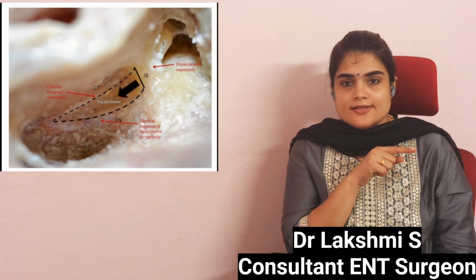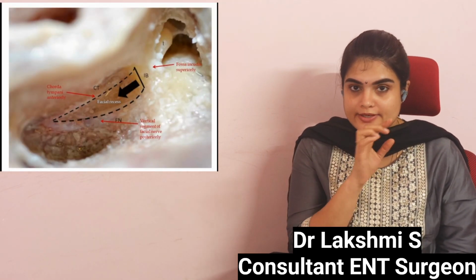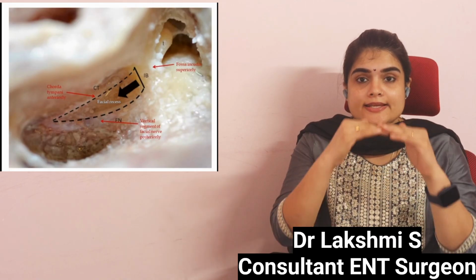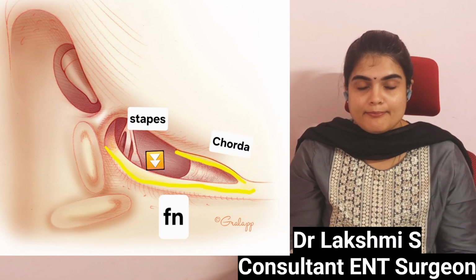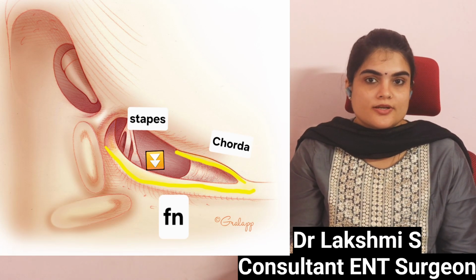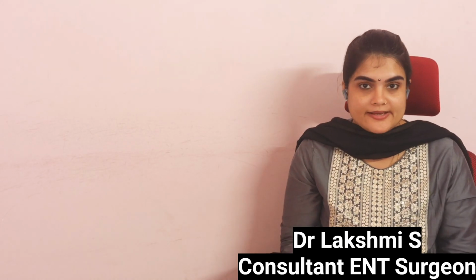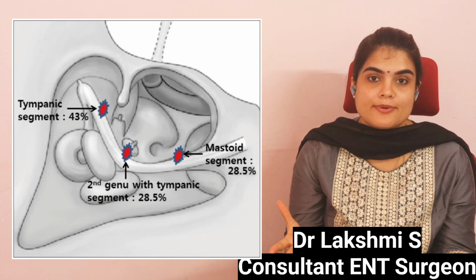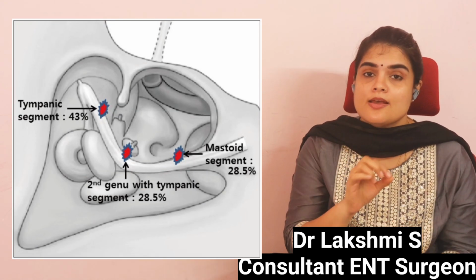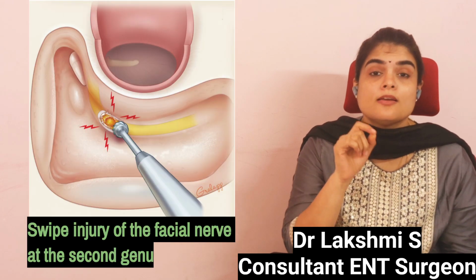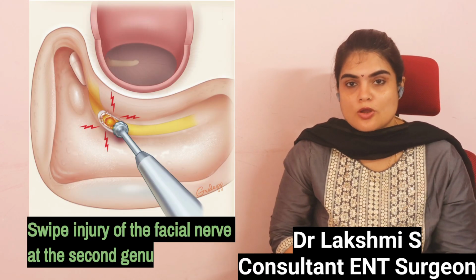To come to the facial recess approach, you do a posterior tympanotomy, and if you extend it inferiorly in the same plane, you can directly go and touch the facial nerve. That you have to keep in mind. The most classical injury to the facial nerve is during mastoidectomy. You can accidentally drill onto the second genu. That is where it most commonly happens.